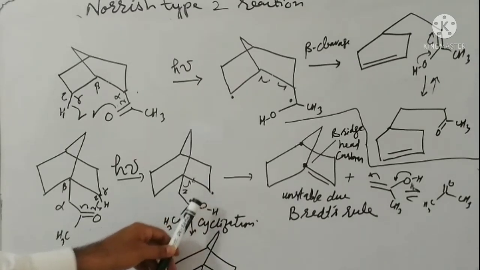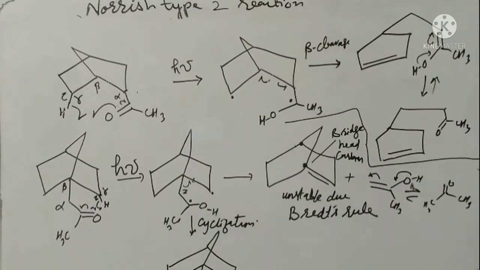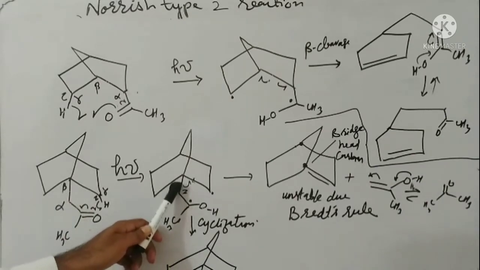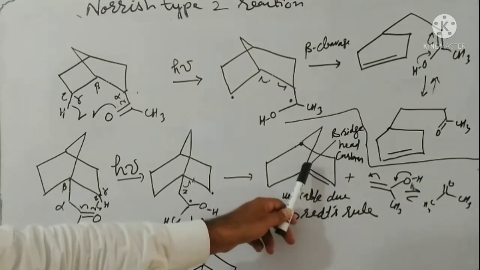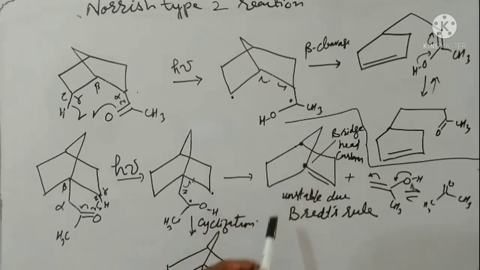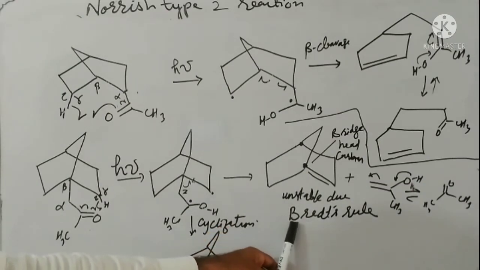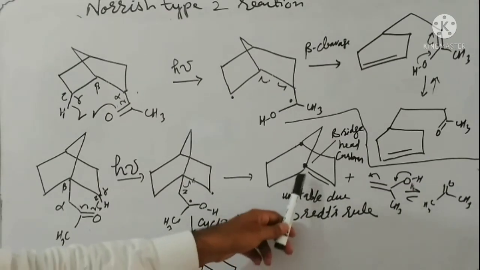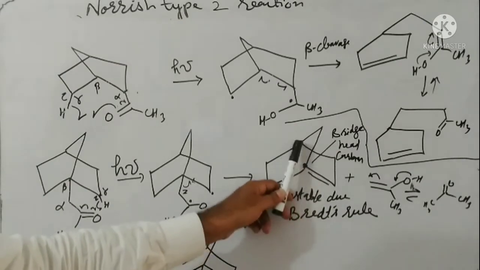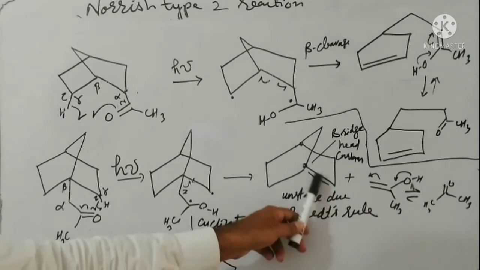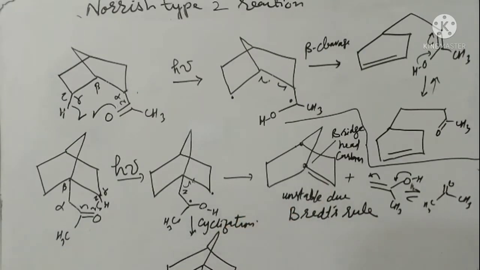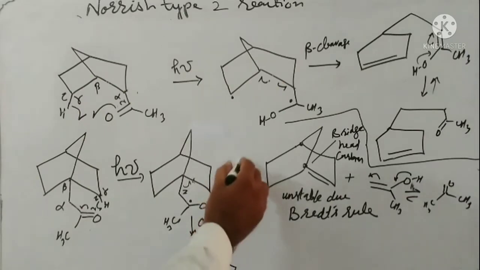So this 1,4 diradical now has two possibilities. If it undergoes beta cleavage, this is the alpha bond, this is beta. If this bond is broken through homolysis, we get a double bond on this bridgehead carbon. A double bond on the bridgehead carbon makes this compound very unstable, because of a rule called Bredt's rule. These two are the bridgehead carbons. If a double bond comes on a bridgehead carbon, it makes the product unstable. So we will not follow this route.